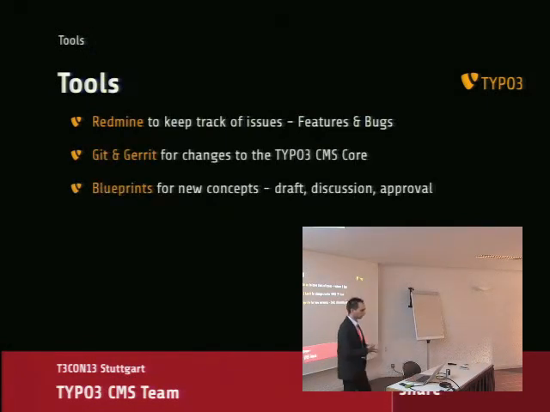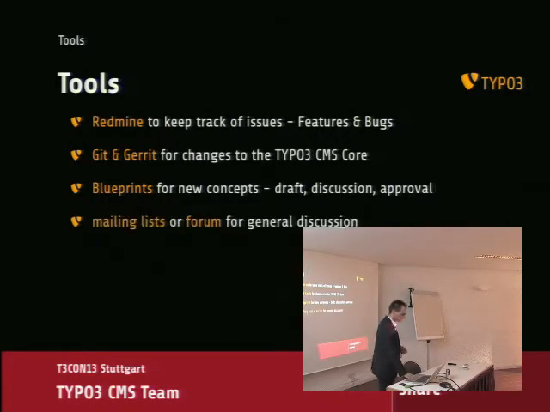We are using several tools. We are using Redmine to keep track of our issues. That means the features and the bugs. We are using Git and Gerrit for changes to the TYPO3 CMS core. Git is our version control system, and Gerrit sits on top of the Git version control system to give us a chance to review these changes and also to give feedback to a particular patch.